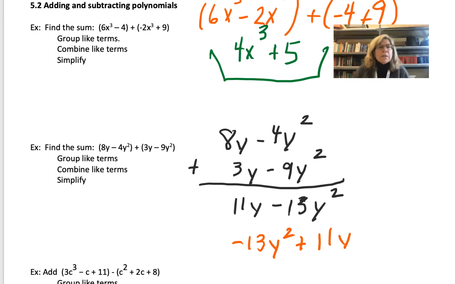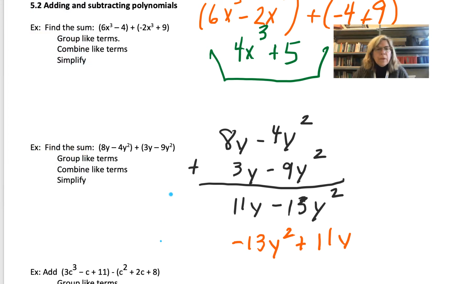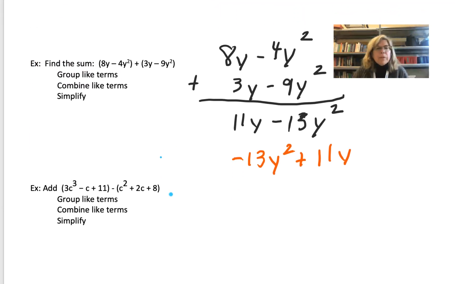Okay, let's do the next one. All right, we're supposed to add, so the next one we're going to add 3c cubed minus c plus 11 plus c squared plus 2c plus 8. So let's group the like terms together. And I won't do it up and down this time. I'll just do it horizontally.